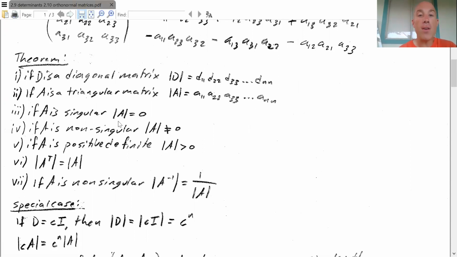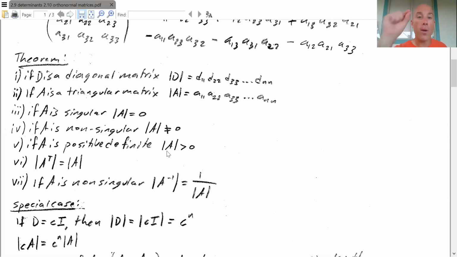Now, if A is singular, then automatically, you don't need to compute it any further, you know that the determinant is equal to 0. Also, if the determinant is 0, then it's going to be singular every single time. Remember, singular means no inverse. Now, if it's non-singular, then the determinant does not equal 0. All right, what this does for us, if I see that a matrix has a non-zero determinant, I know it automatically has an inverse.